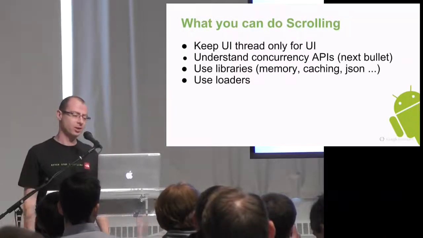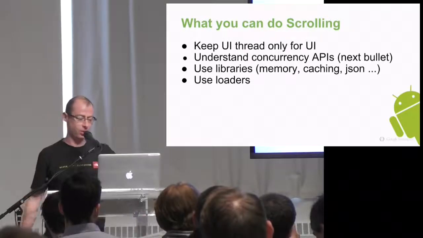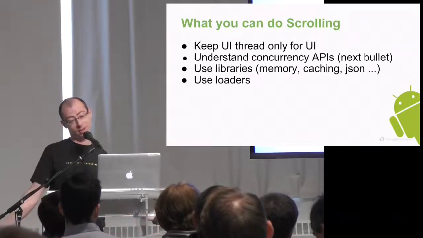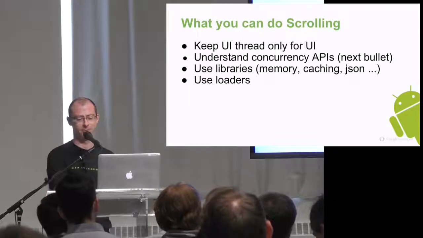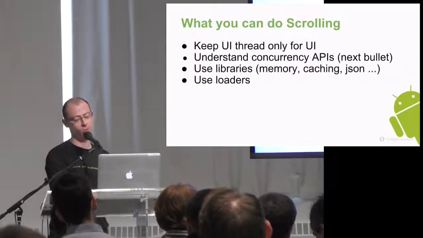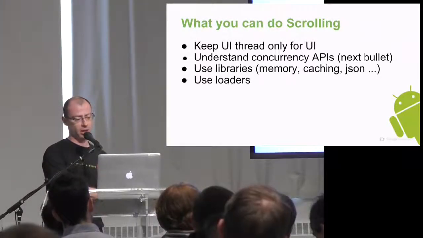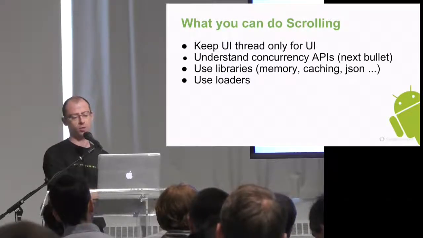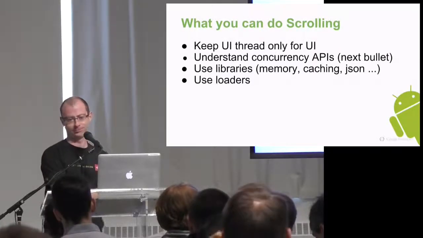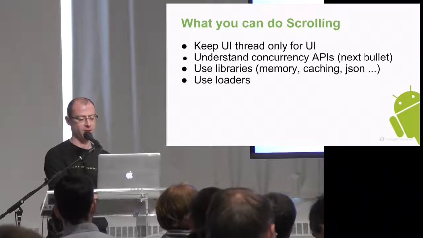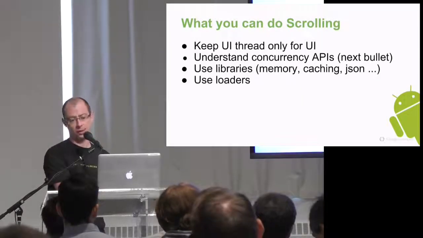So, what can we do to speed up our scrolling? Because as we agreed, we love fast scrolling. Please keep the UI thread only for UI. We are going to talk in the next bullet about concurrency APIs, so hold your appetite. Please use libraries.